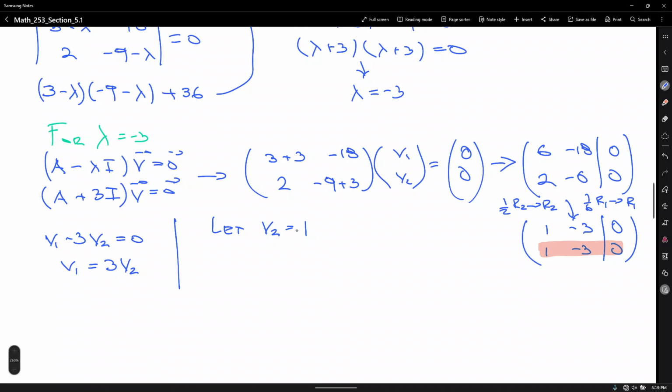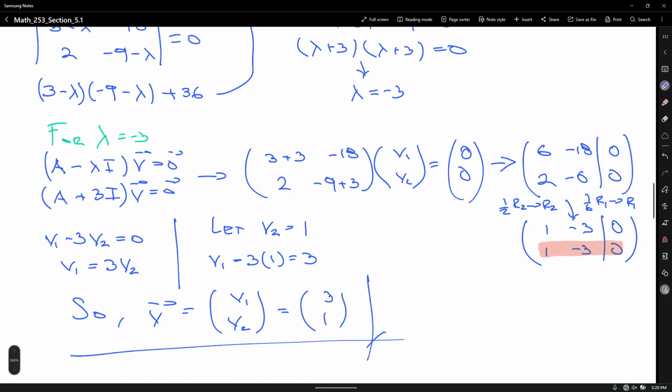So letting v2 equal 1, that means v1 equals 3 times v2, which is 1, which equals 3. So the eigenvector will be v equals v1, v2, that is the vector 3, comma 1. So that is the corresponding eigenvector.